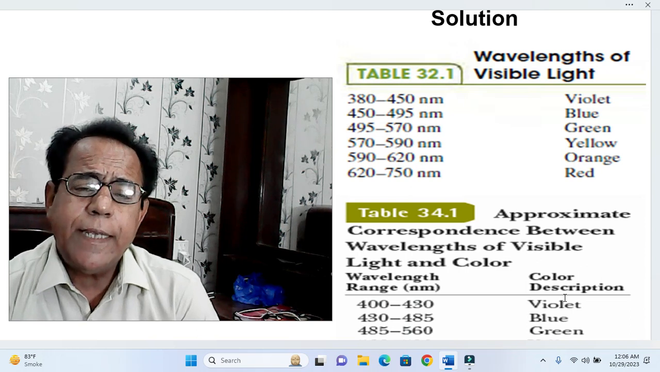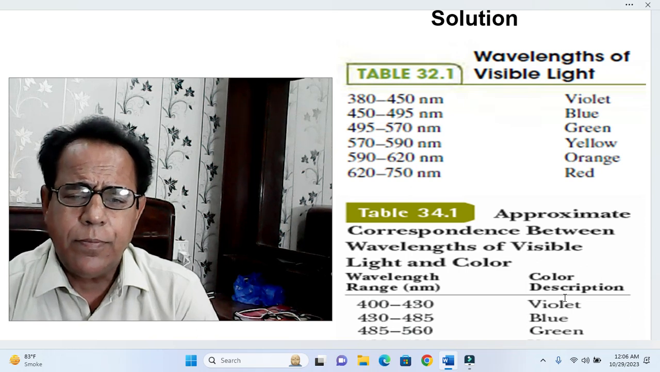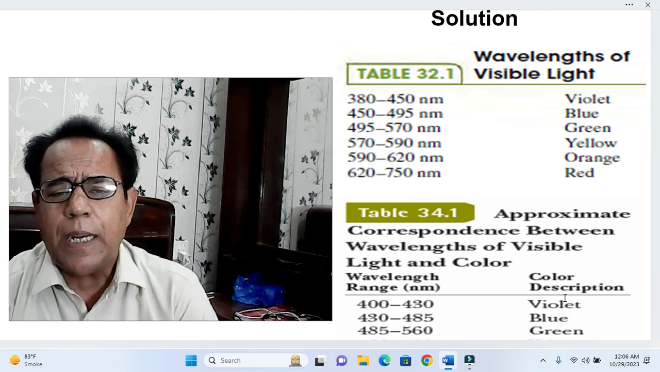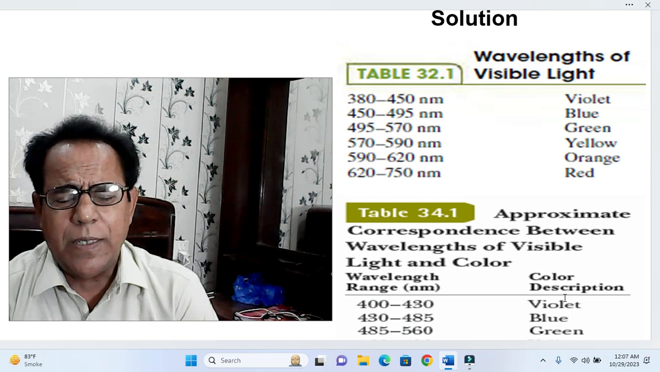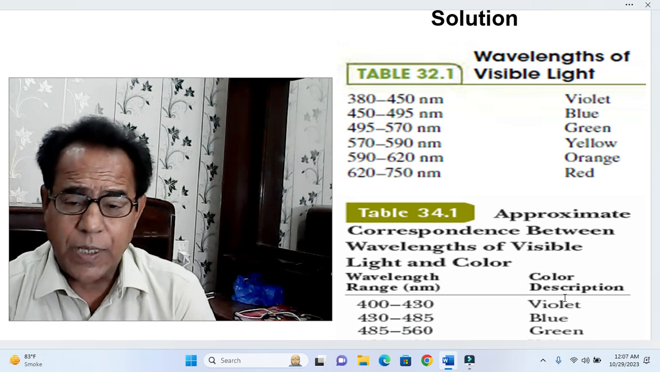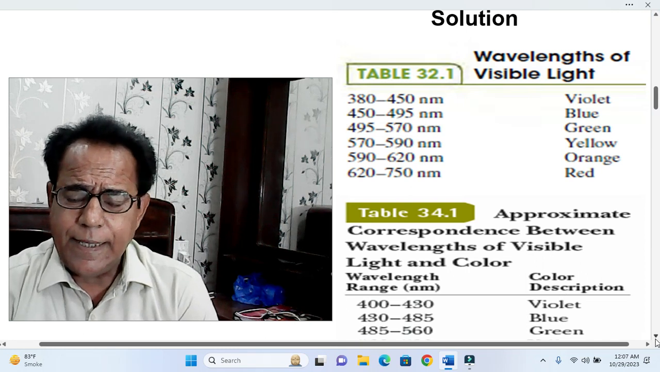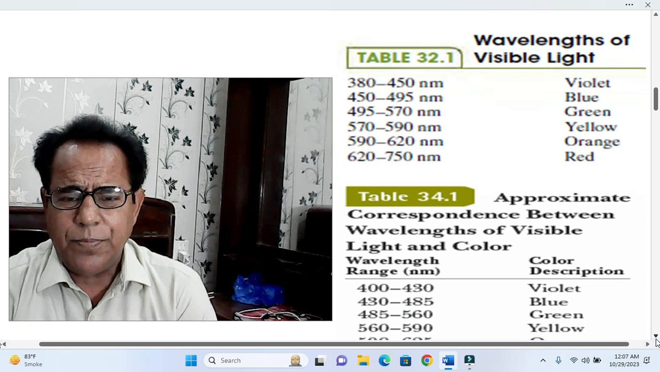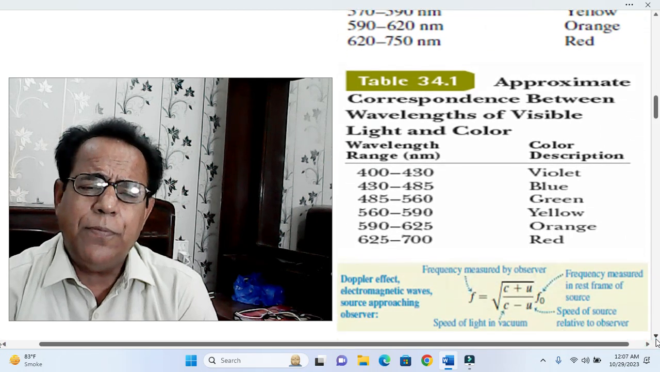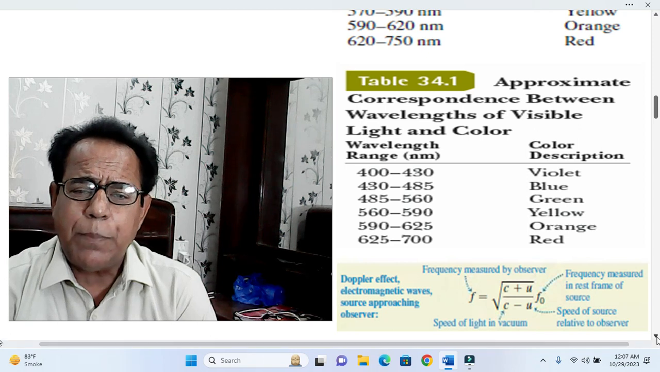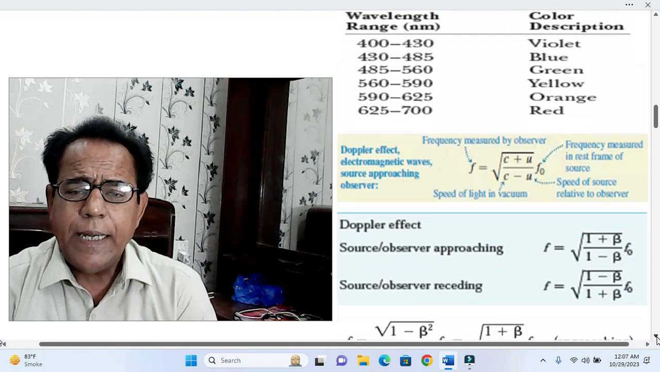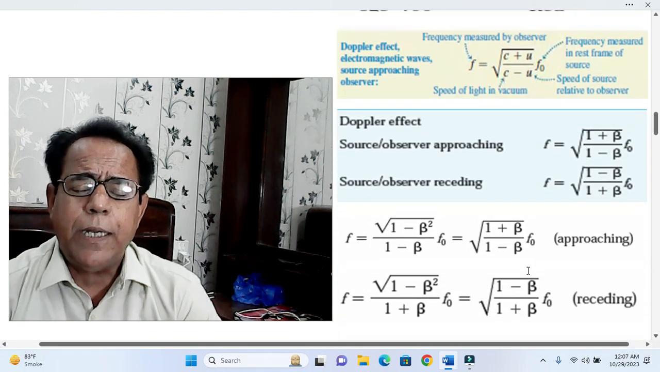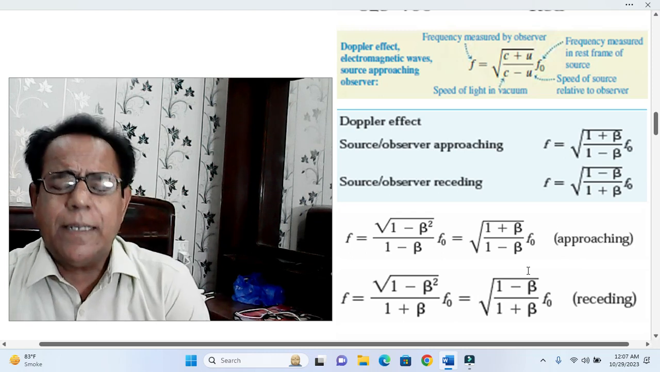Okay, snapshot number 1, table 32.1, wavelengths of visible light. Okay, violet, blue, green, yellow, orange, red. Okay, and their wavelength range is also given in front of these colors. Similarly the second snapshot which is alternate or equivalent version of the above, the only difference is that these two snapshots have been chosen from two different books. Okay, next, in the next snapshot, Doppler effect is defined or described.